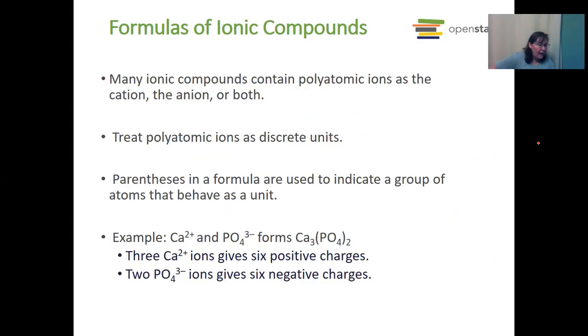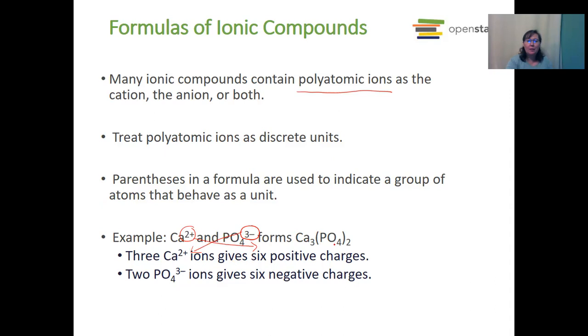Okay, so now we have more formulas of ionic compounds. And now what we're going to do is make a compound where we contain polyatomic ions as the cation, the anion, or both. And the polyatomics end up forming discrete units. So you see here we have that Ca2+ and the PO4 3-. And you can observe that you have to make 6, or you can bring the 2 down here and the 3 down here.